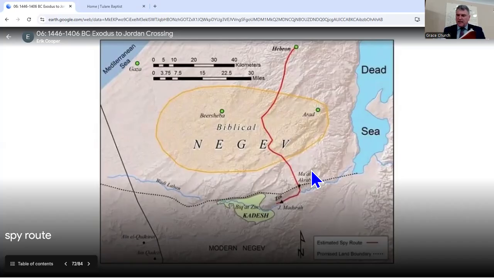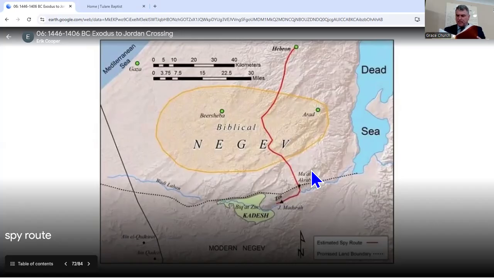These were their names. From the tribe of Reuben, Shammua the son of Zakur. From the tribe of Simeon, Shaphat the son of Hori. From the tribe of Judah, Caleb the son of Jephunneh. From the tribe of Issachar, Igal the son of Joseph. From the tribe of Ephraim, Hoshea the son of Nun. That's Joshua, as we'll see. From the tribe of Benjamin, Palti the son of Raphu.